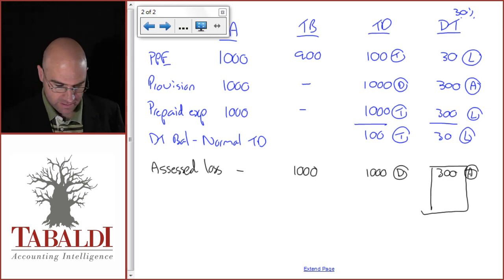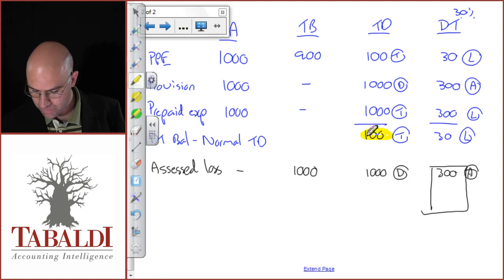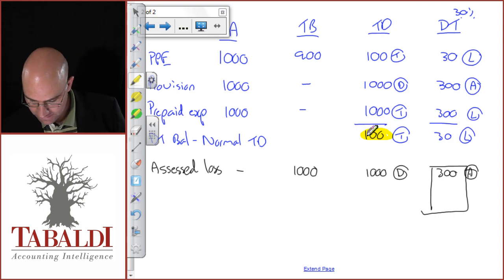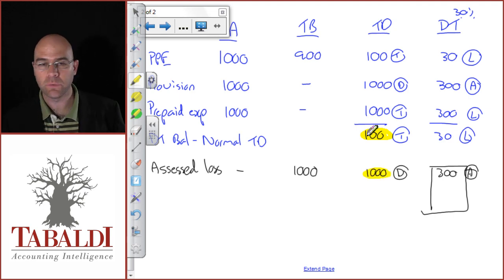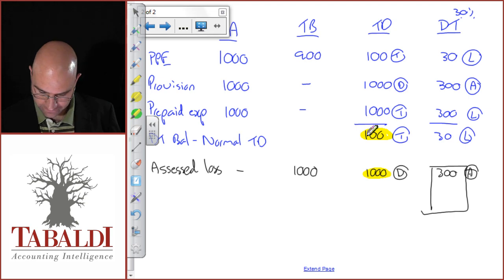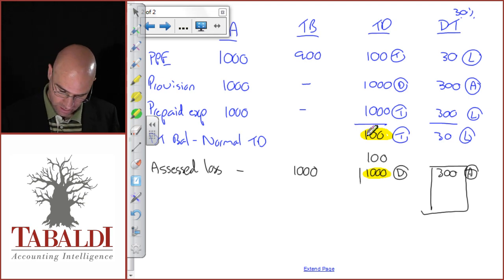So what does this 100 taxable temporary difference represent? Well, that 100 represents future taxable income. And what I'm saying is that this assessed loss is saying that we will be able to have a future tax deduction of 1,000. But if there's only future taxable income of 100, you will only be able to recognize 100 of the 1,000 future tax deduction from the assessed loss.